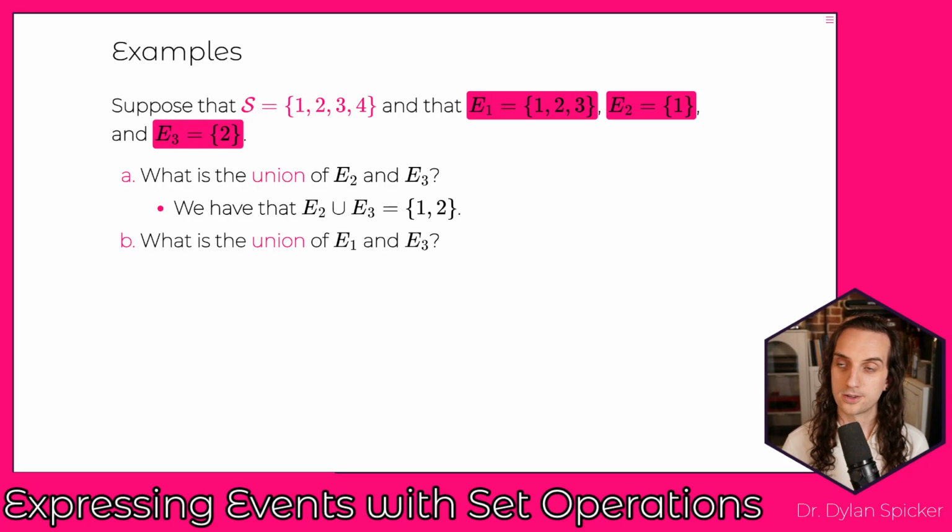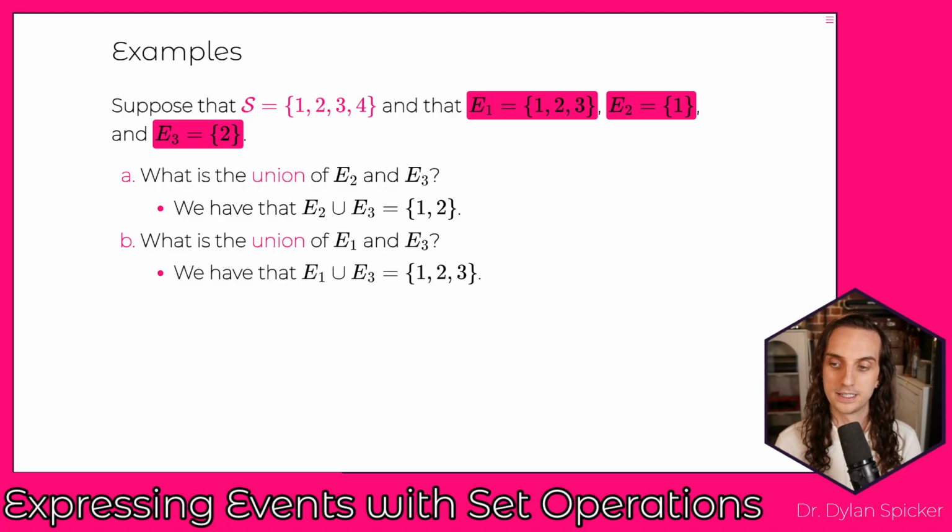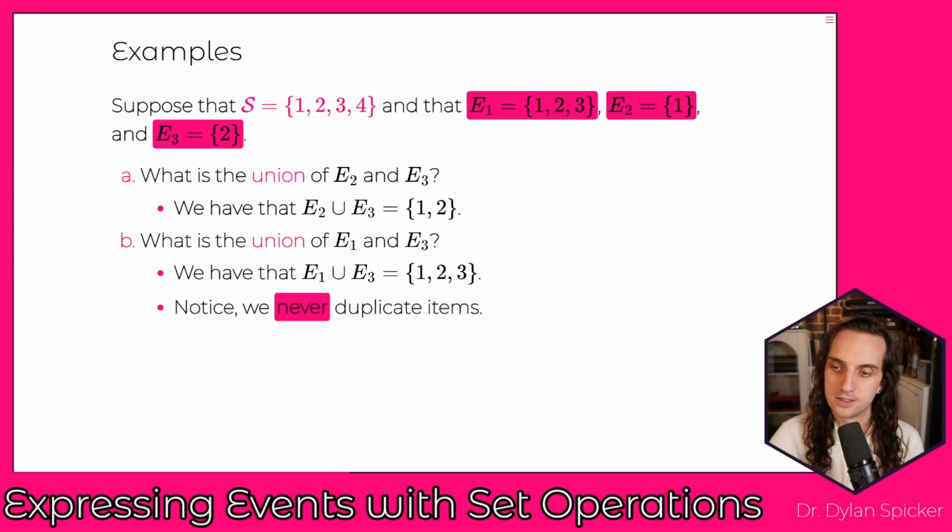in them. Okay? And so instead of this being 1, 2, 3, and then another 2, we're just going to leave it as 1, 2, 3. So E1 union E3 is going to be 1, 2, 3. Right? We never duplicate those items.